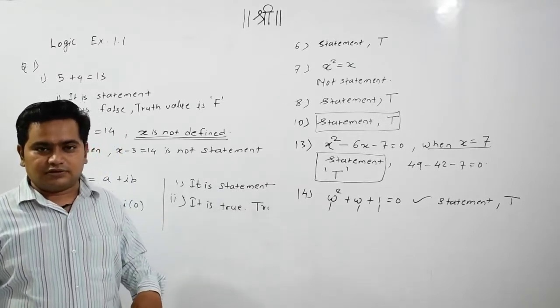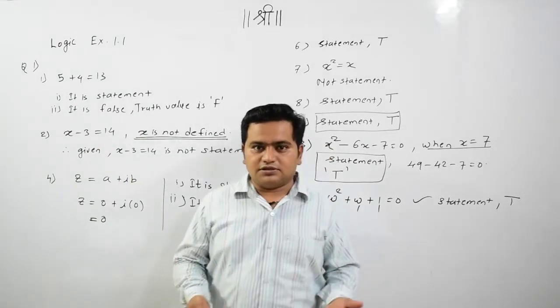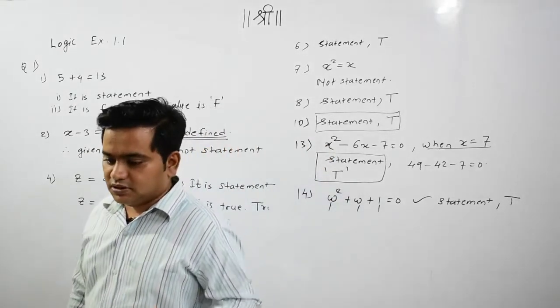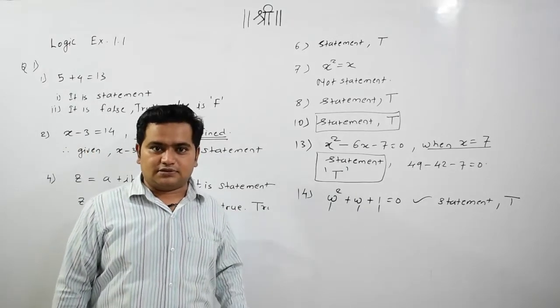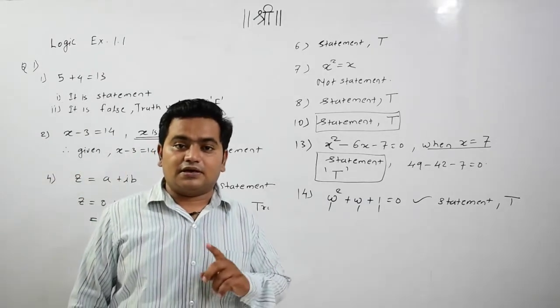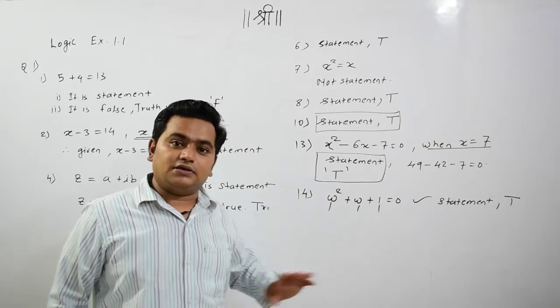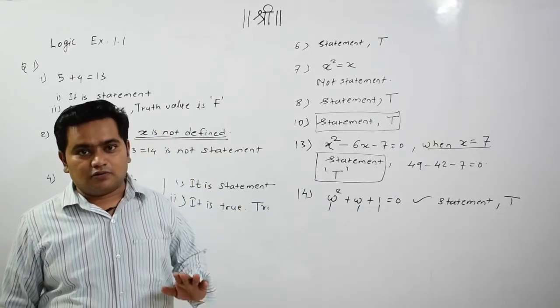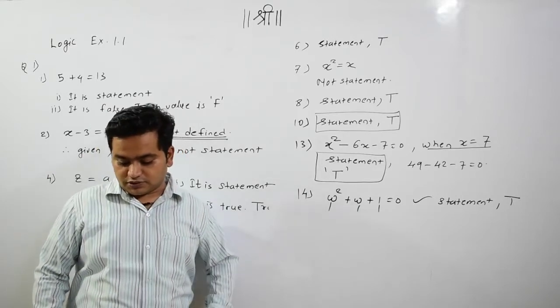If there is information, okay, it rains heavily. Can we justify it? No, we cannot justify it, and that's how it is not a declarative sentence. Listen carefully. It is only a simple sentence. It is not a declarative sentence. Therefore, we are saying it is not a statement. Hope you will understand. Now next step, question number 2. Let's move to question number 2.